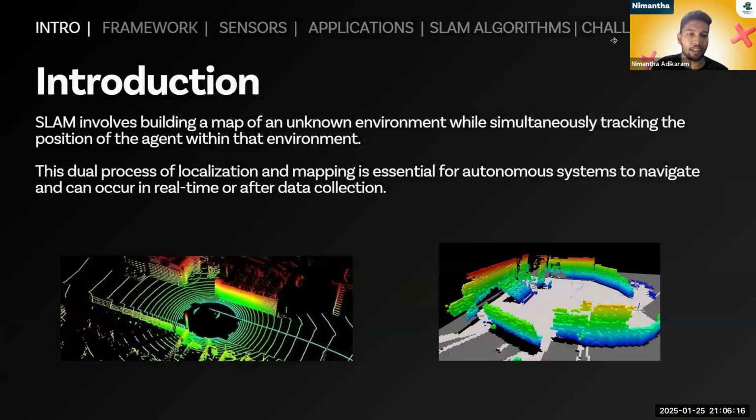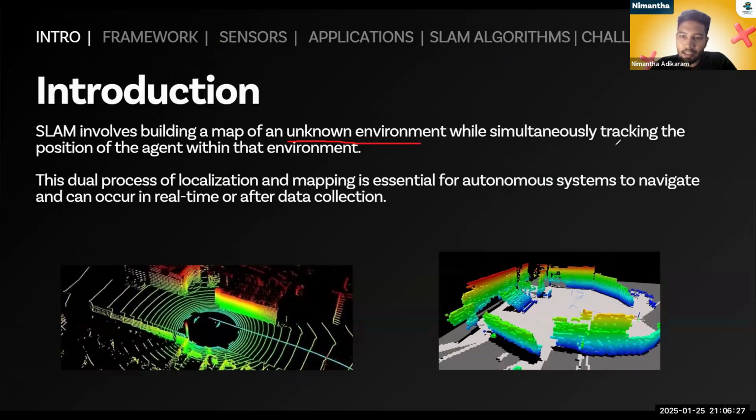SLAM means getting a map of an unknown environment. These words are really important: the unknown environment, while simultaneously tracking the position of the agent within that environment. So what is the agent? The agent can be an autonomous vehicle or a robot. That's the context in our presentation today. So SLAM means building a map of an unknown environment while simultaneously tracking the position of the agent within that environment. So this is a dual process.